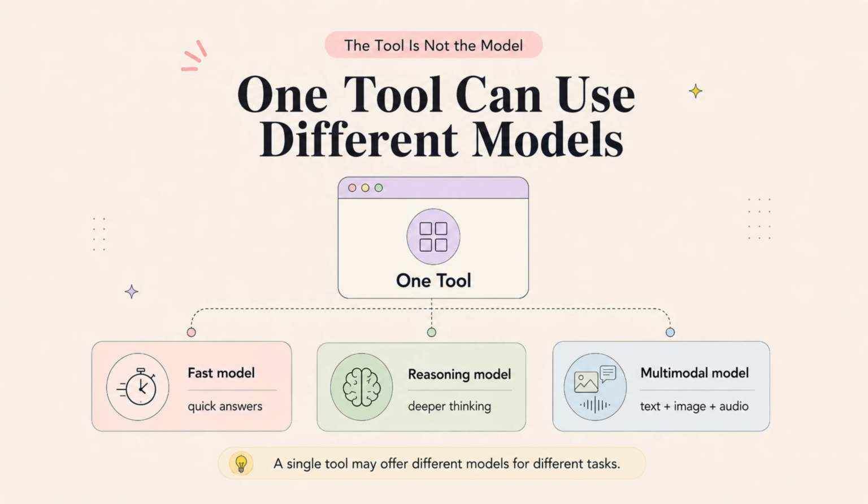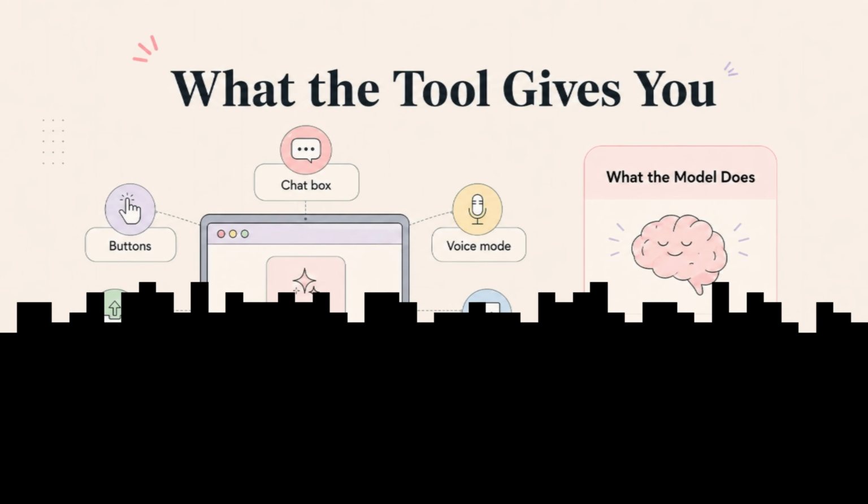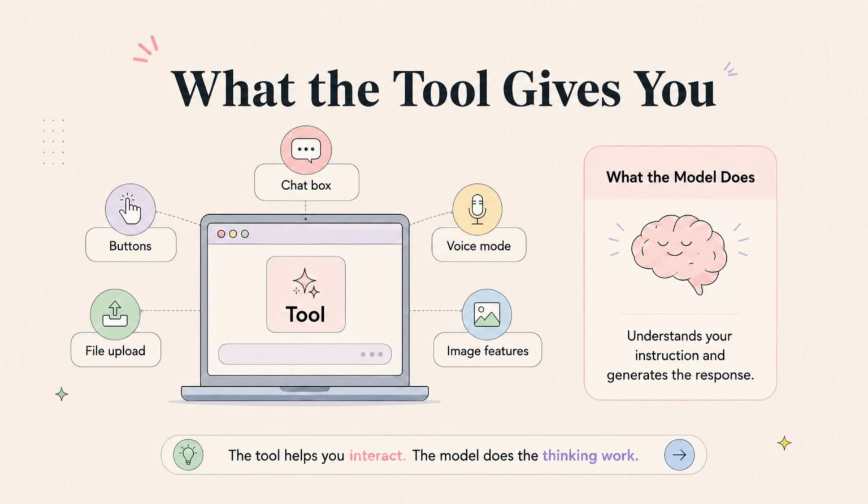One tool may provide access to several models. Some models may be better for fast answers. Others may be better for reasoning, writing, coding, images, audio, or large documents. Models can also have different versions. A newer version may be faster, more capable, or able to handle more information, but newer does not always mean better for every task. That is why choosing an AI tool is not only about the product name, you should also understand which model it uses and what that model is designed to do. In simple terms, the tool is what you open, the model is what does the work.